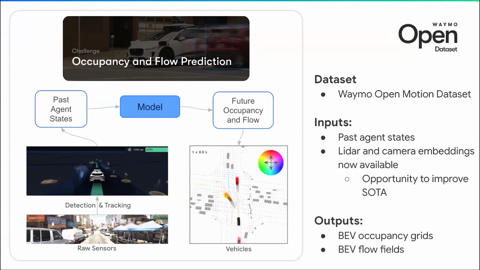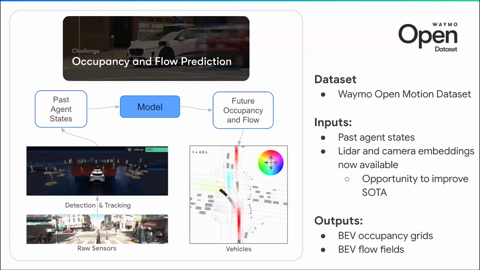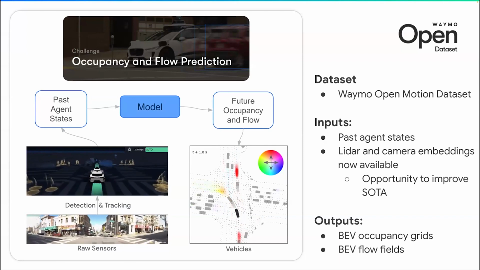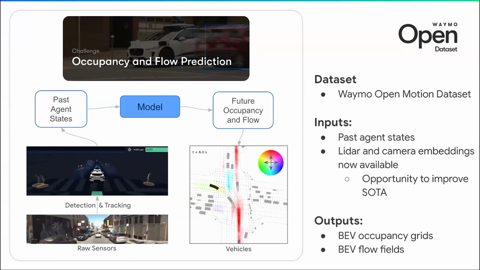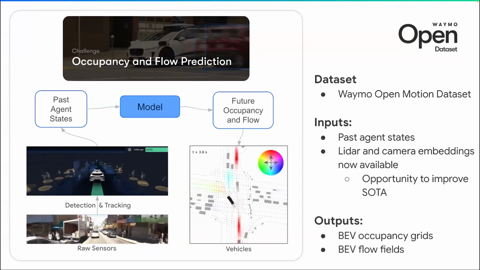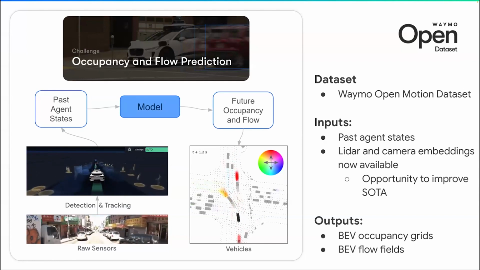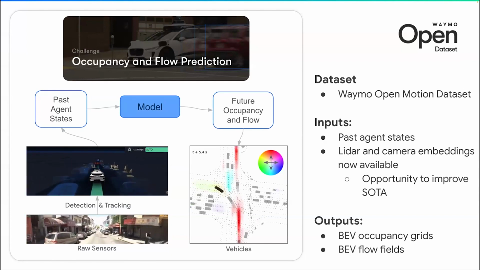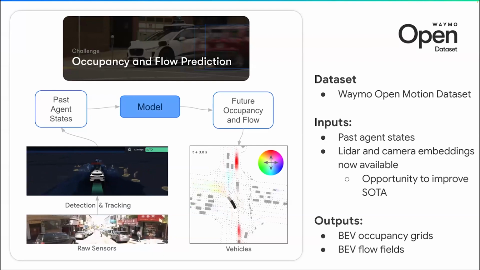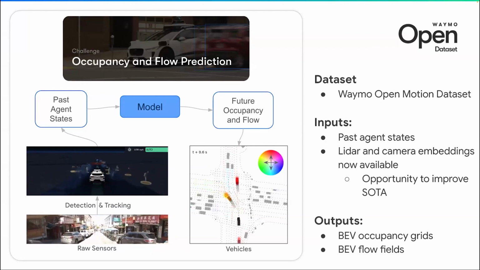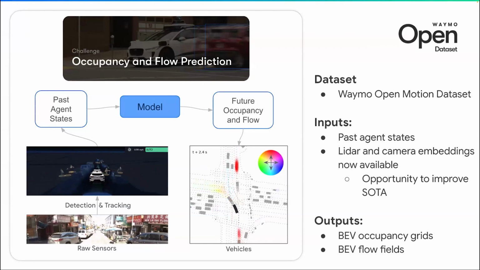Like the motion challenge, the inputs to the model are past agent states, but the predictions are bird's eye view occupancy and flow of agents in the future. This year, the motion dataset also includes LiDAR and camera tokens. The winning submissions that are shown here didn't use these new features, so there's an opportunity here to improve the state of the art by adding these additional inputs to the model.